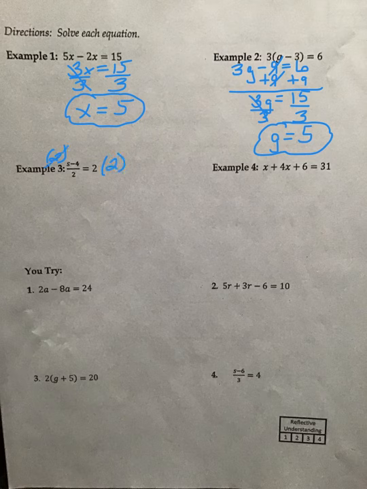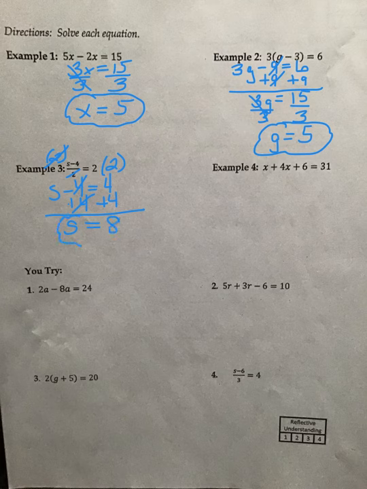The 2's cancel out on the left side, and we're left with s minus 4 equals 4. Then we're going to add 4 to both sides. These 4's on the left cancel out, and s equals 8.